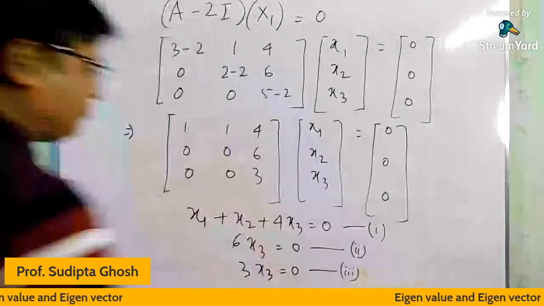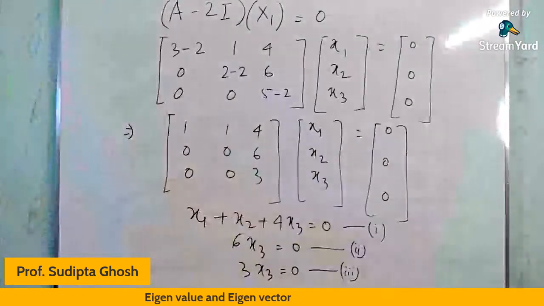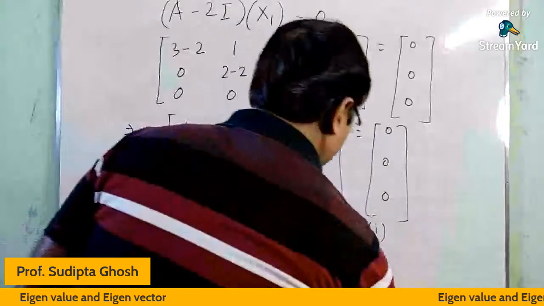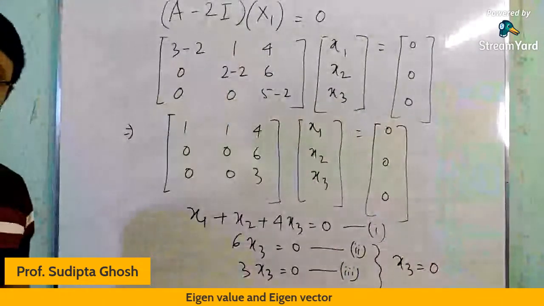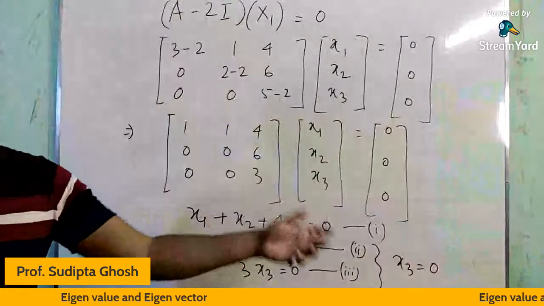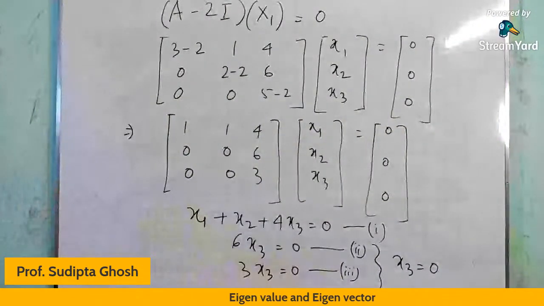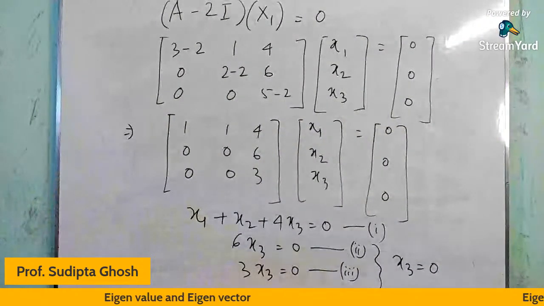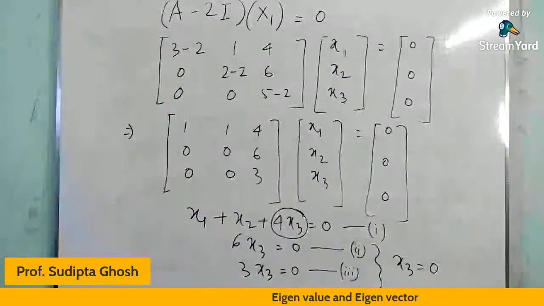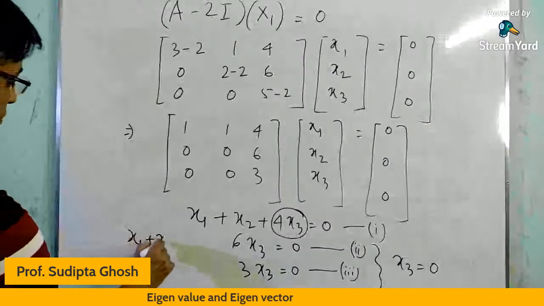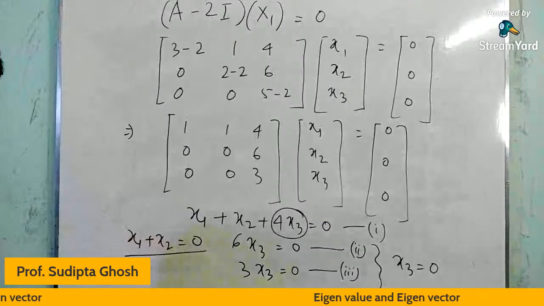That is equation 3. Now from equation 2 and equation 3, we conclude that x3 must be equal to 0, because from equation 2 it is shown that 6x3 equals 0, and from equation 3 it is 3x3 equals 0. So it will give us x3 equals 0. And now putting the value of x3 as 0 in equation 1, we obtain x1 plus x2 equals 0.